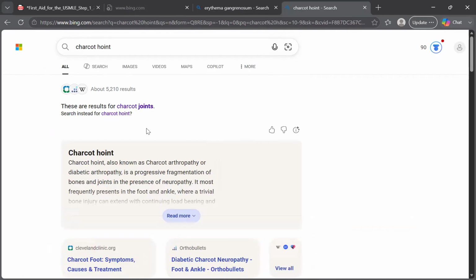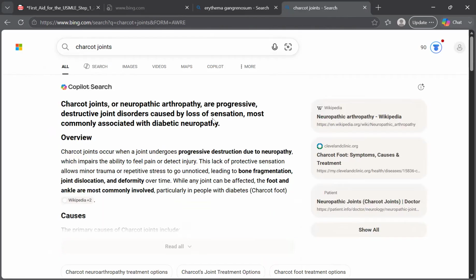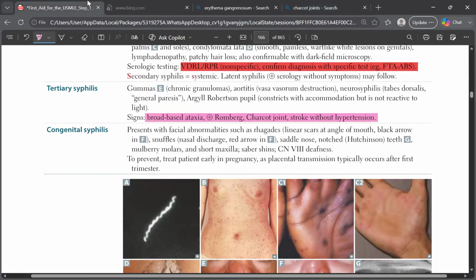The Charcot joint is a neuropathic arthropathy, a progressive destructive joint disorder caused by loss of sensation. Okay, so it is basically a problem with joints, but because of your nervous system.